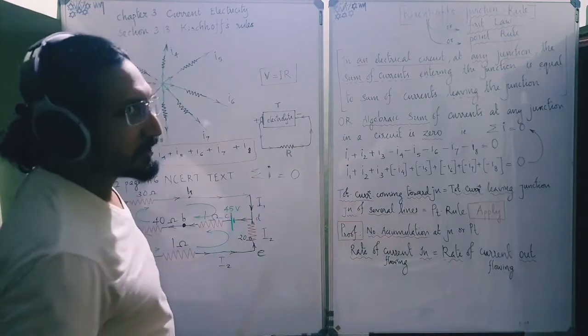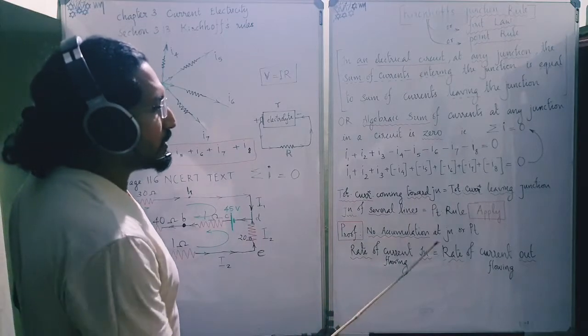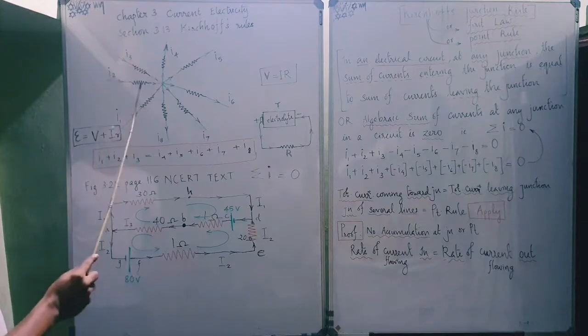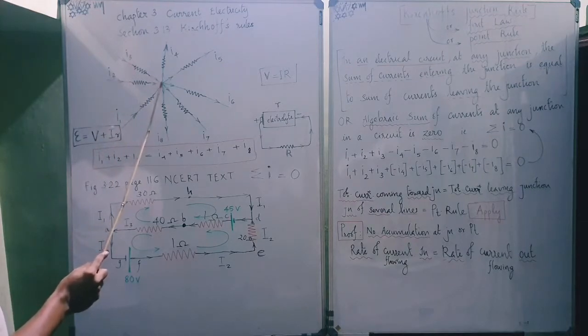Proof. The proof is written in the NCERT text like that. No accumulation is at the junction or the point. Consider these three lines which have some resistances also, which are meeting over here.